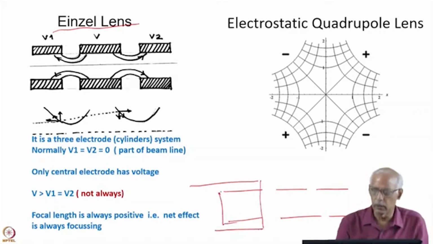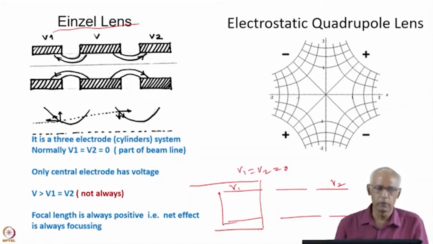So they are grounded, and therefore you don't have to apply voltage. So V1 and V2 become 0. V1 is equal to V2, which is equal to 0, means it is grounded. It's a part of the tube or part of the beam line. Only this electrode has the voltage V applied.